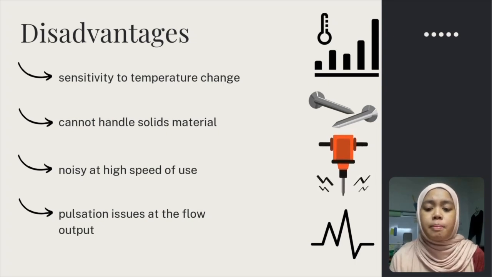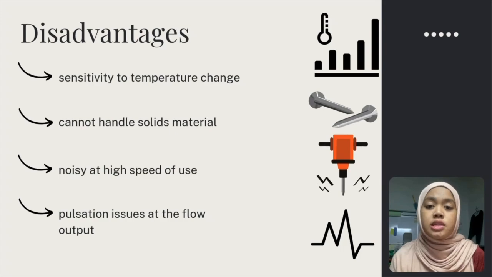Other than that, this gear pump can be noisy, especially at high speed, which might not be ideal for noise-sensitive environments. Lastly, the pulsation issues. The flow of liquid coming out of a gear pump tends to be uneven, which might not be ideal for processes that need a steady stream.